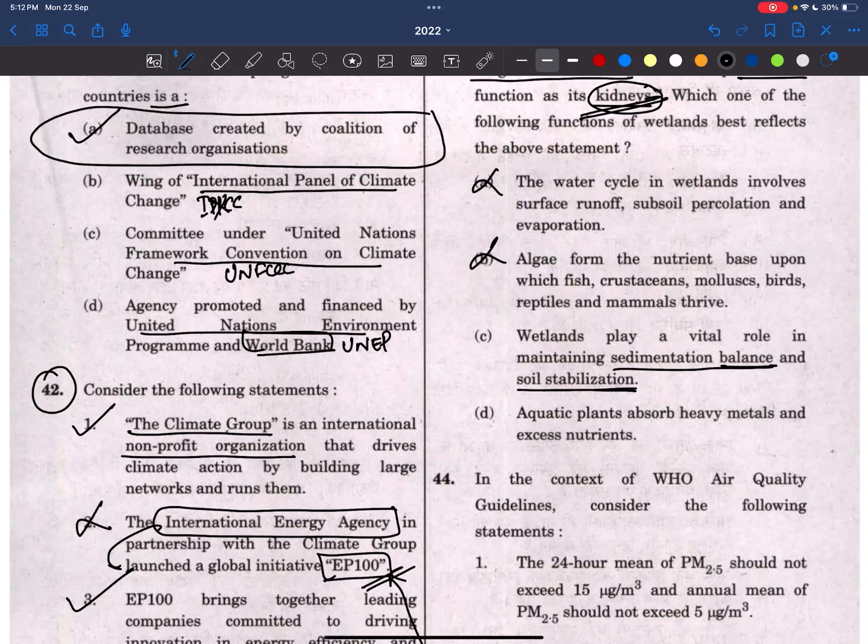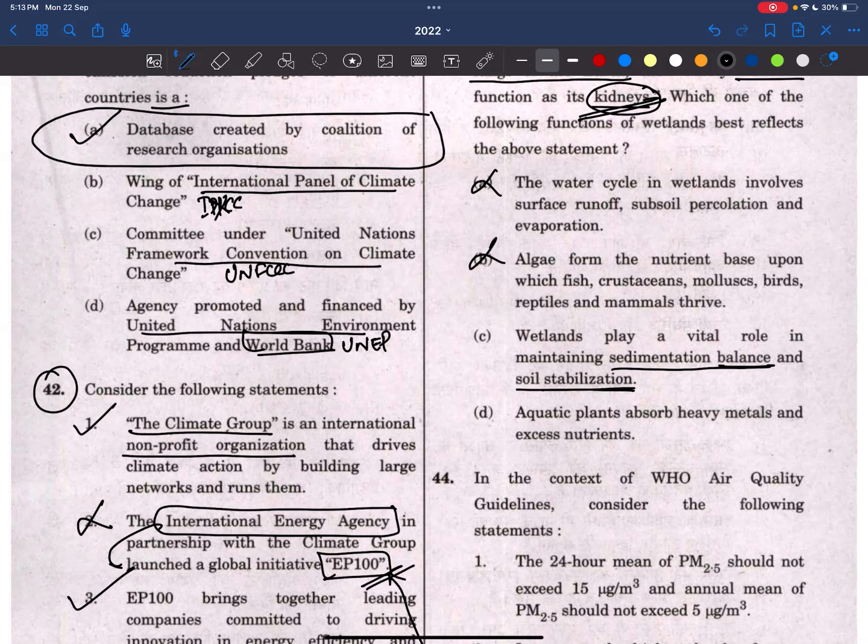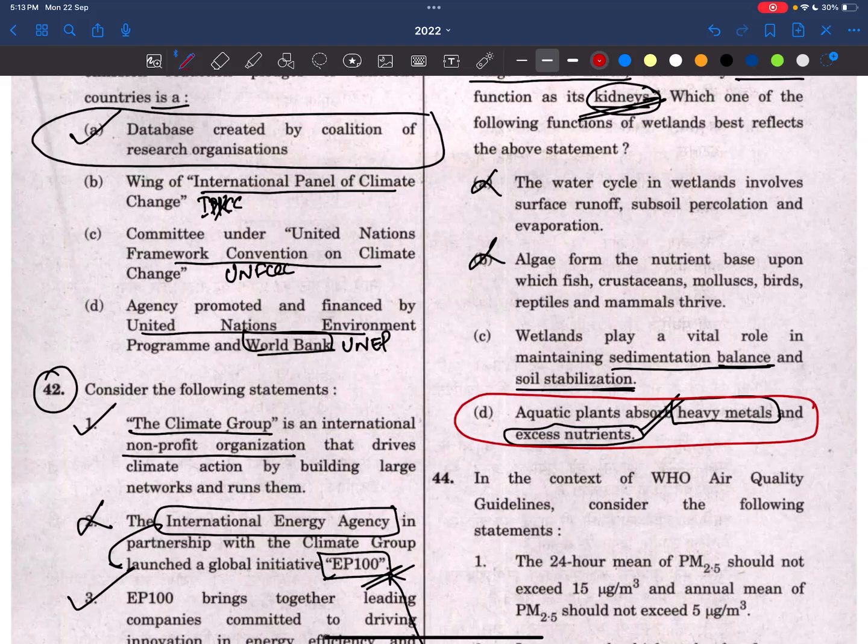See, in the examination, even I felt that C is the correct statement. But we should never stop by looking at the option and answering this question. Okay, you have to go to the last option also. Aquatic plants absorb heavy metals and excess nutrients. Here, absorbing heavy metals, the purification process is involved, not in C. Right? So the answer is B. Okay, very easy question only.